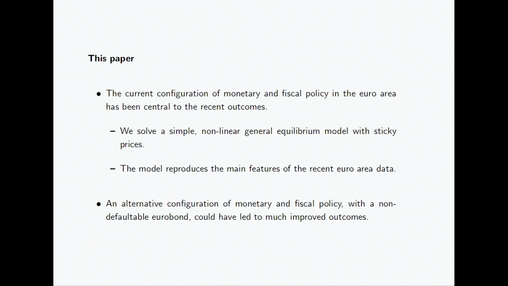Now that result is going to make us confident about using the model for a policy experiment in the second part of the paper. And there, in a policy experiment, we're going to imagine monetary and fiscal policy interact differently than they actually do, and we're going to ask what would have happened. And we show the macroeconomic outcomes since 2009 would have been much improved. That alternative configuration that we will imagine will involve a non-defaultable Eurobond, and I'll explain what I mean. Okay, so that's the outline. Let's go to the model. It's very simple. Think of your standard 3-equation new Keynesian model.